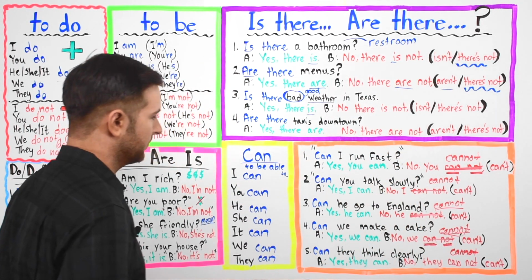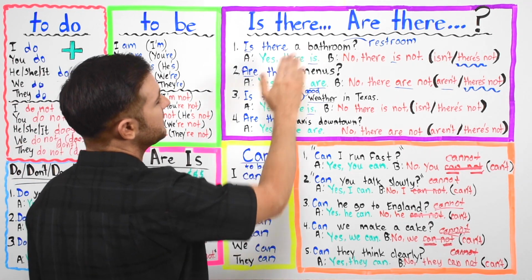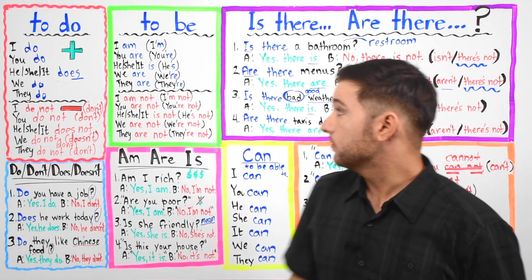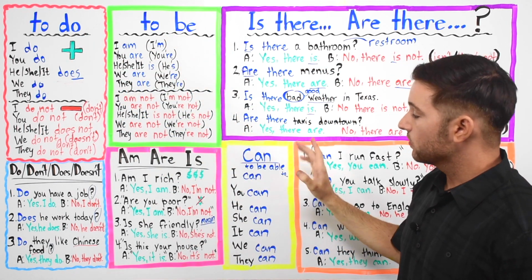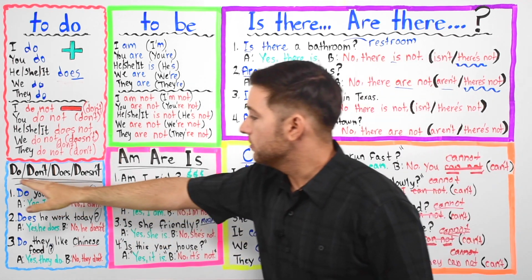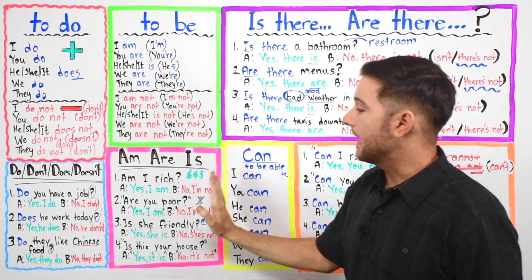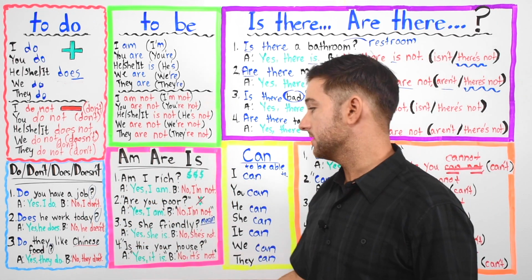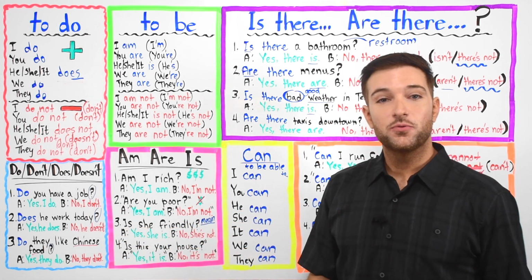All right, guys? So that's it. When you want to ask questions using is there and are there, and we have the verbs to do and to be. And remember, when you want to ask questions, you use do, don't, does, and doesn't, and am, are, is at the beginning of your sentences, followed by question marks. Okay, so guys, that's it.